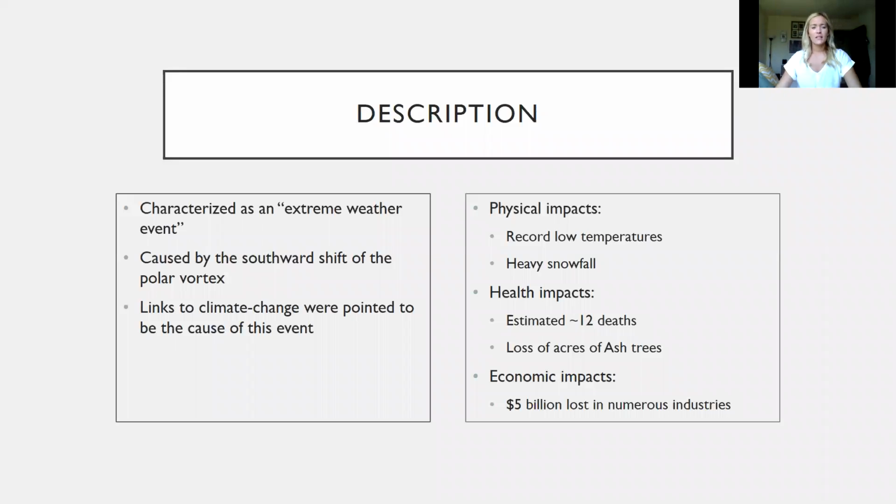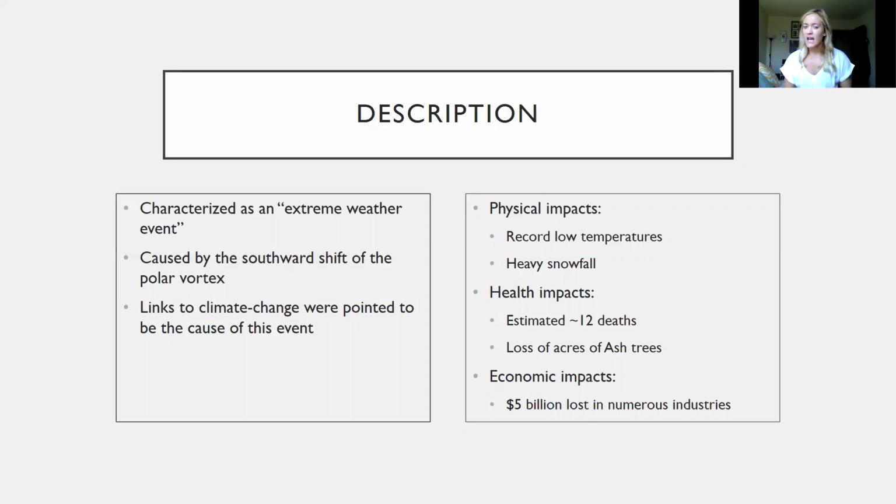A little bit of background on this event. It was characterized as an extreme weather event caused by a southward shift of the polar vortex, which is a mixture of snow and wind that is normally around during the wintertime. Links to climate change were pointed to be the cause of this event, but there's a lot of speculation and back and forth about whether this was actually the cause of the event.